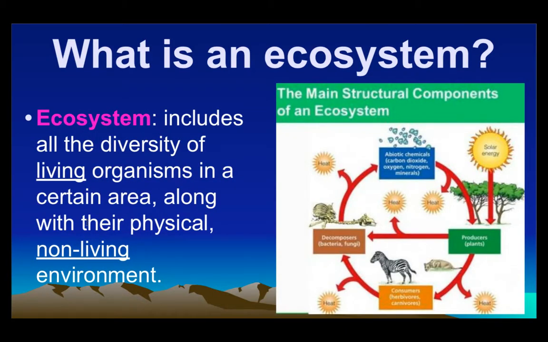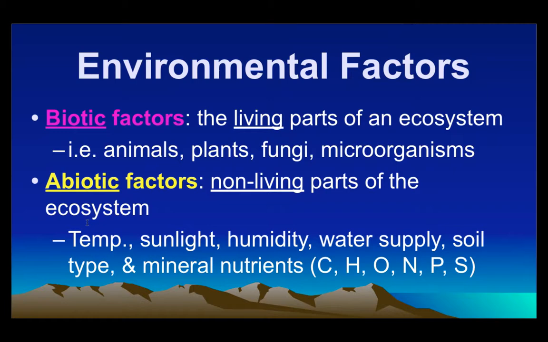So the next level of organization is an ecosystem. This includes all the diversity of living organisms in a certain area, along with their physical, non-living environment. Ecosystem has the living and the non-living components. Some of those environmental factors, the living parts, are biotic. They're called biotic factors. Those are the organisms like the animals, the plants, the fungi, and all the microorganisms, anything that's living. But then it also includes the abiotic factors, which is non-living parts of the ecosystem, like temperature, sunlight, humidity, water supply, soil type, the nutrients.